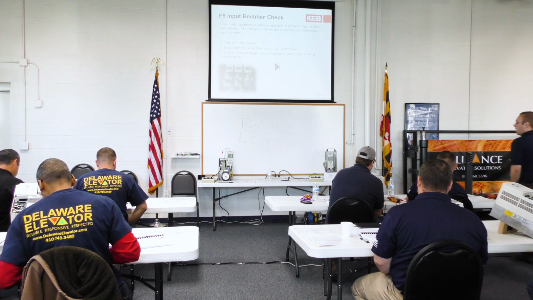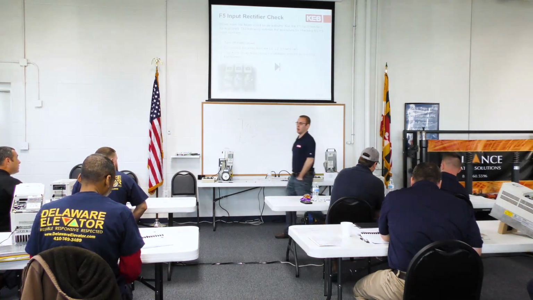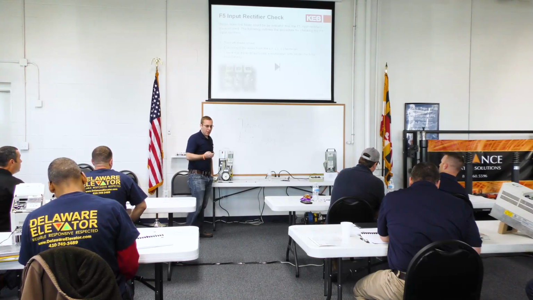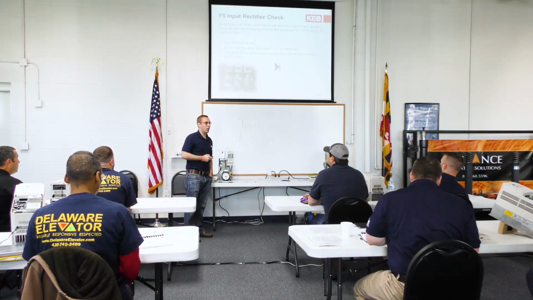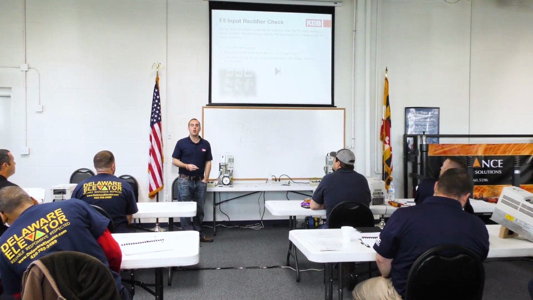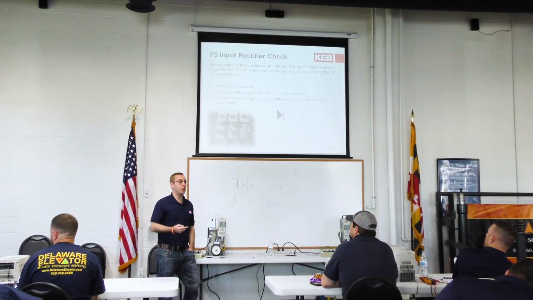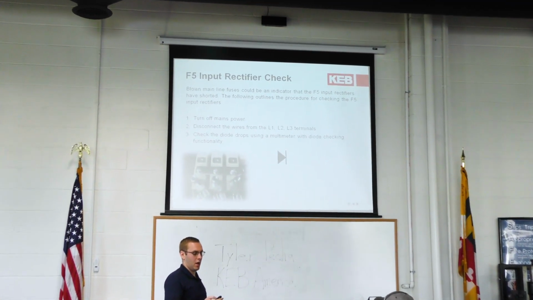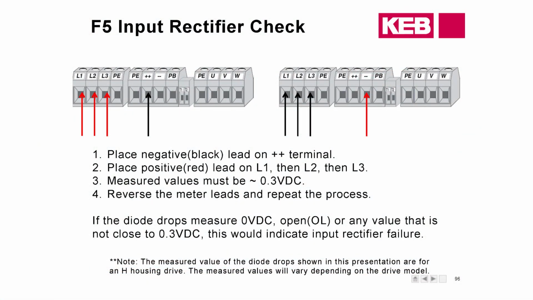So what we're going to do here is check the input rectifiers. We want to make sure that your rectifiers are functioning correctly. This is something you can do in the field to determine which phase needs to be repaired. You're going to take the black lead of your meter and put it on the plus DC bus terminal. Then take your red lead and go to L1, L2, and L3. What are you reading on your meters?